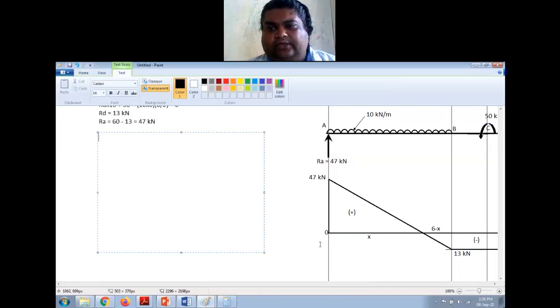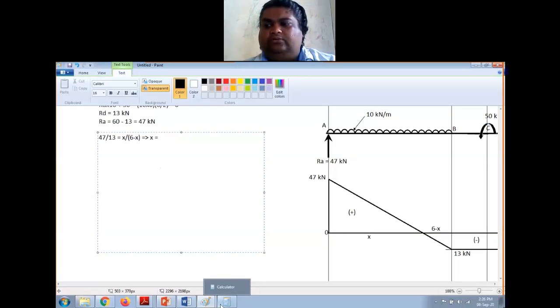So before that, I'll directly write this. I think I explained this in the previous numerical. So 47 by 13 is equal to x by 6 minus x. So this implies x is equal to how much? Now let me quickly do it on my calculator.